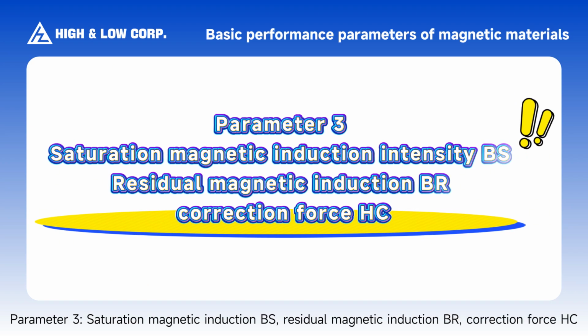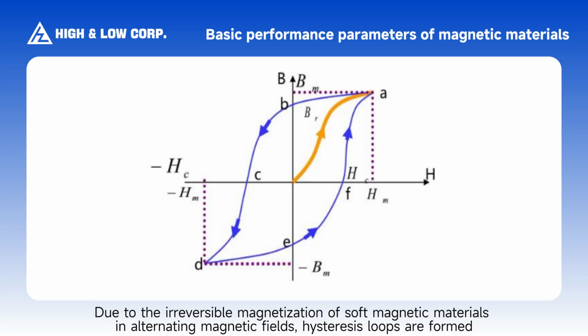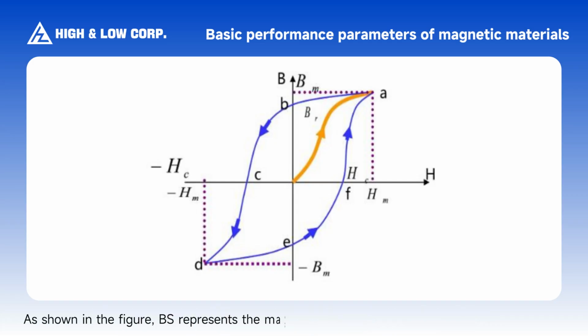Parameter 3. Saturation magnetic induction Bs, residual magnetic induction Br, coercive force Hc. Due to the irreversible magnetization of soft magnetic materials, in alternating magnetic fields, hysteresis loops are formed. As shown in the figure, Bs represents the magnetic flux density when magnetized to saturation.